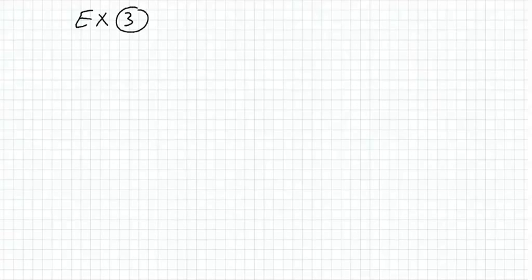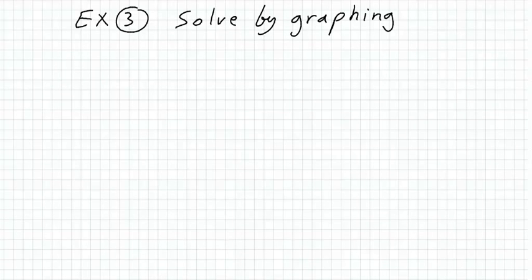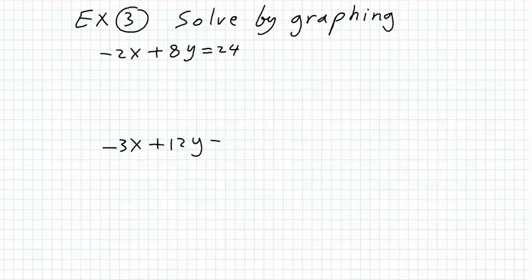Example 3. Solve by graphing the 2 equations. Minus 2x plus 8y equals 24 and minus 3x plus 12y equals 36.